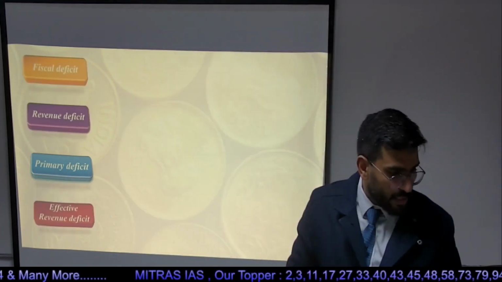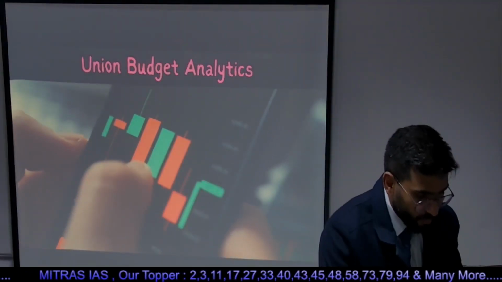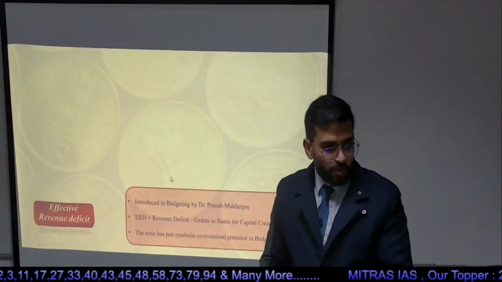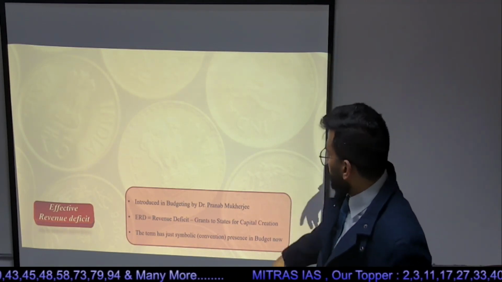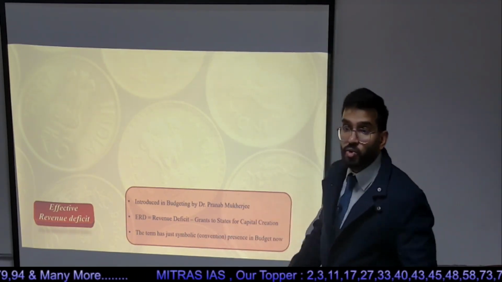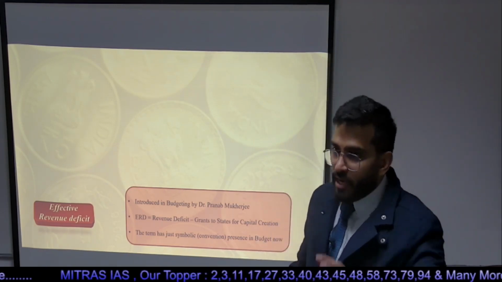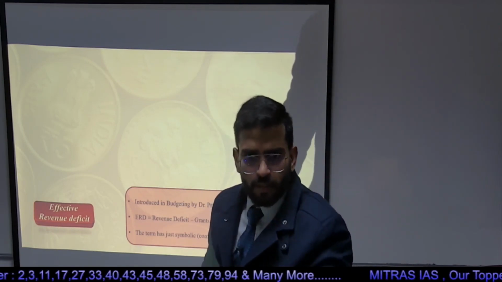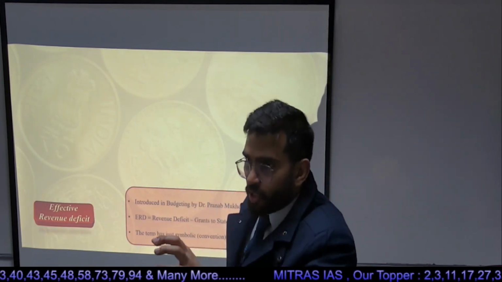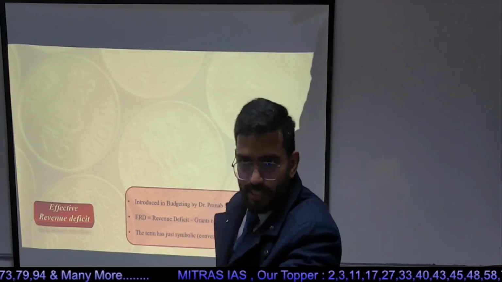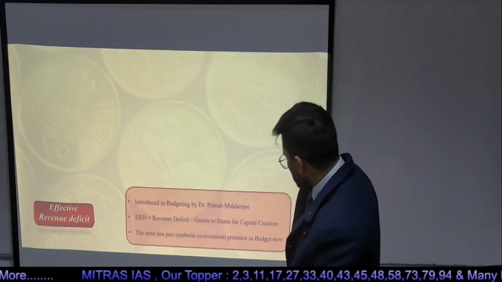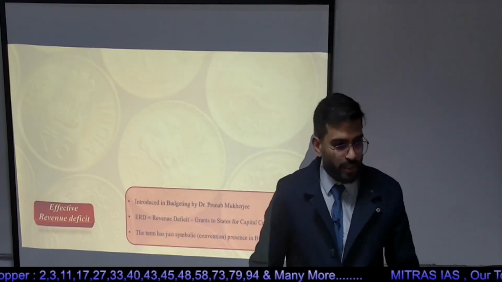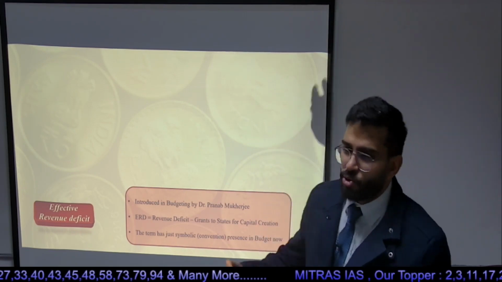And lastly, there's something called effective revenue deficit. This effective revenue deficit is basically revenue deficit minus grants to states. Remember, I told you that there is something called grants to states for capital creation. Revenue deficit was revenue expenditure minus revenue receipts. But as a nation, some amount of that expenditure, for which the money is given to states, is done for capital assets. So if we reduce that, we get effective revenue deficit. It was introduced by Pranab Mukherjee in 2010, but it's now just a convention. There's no use of this term.